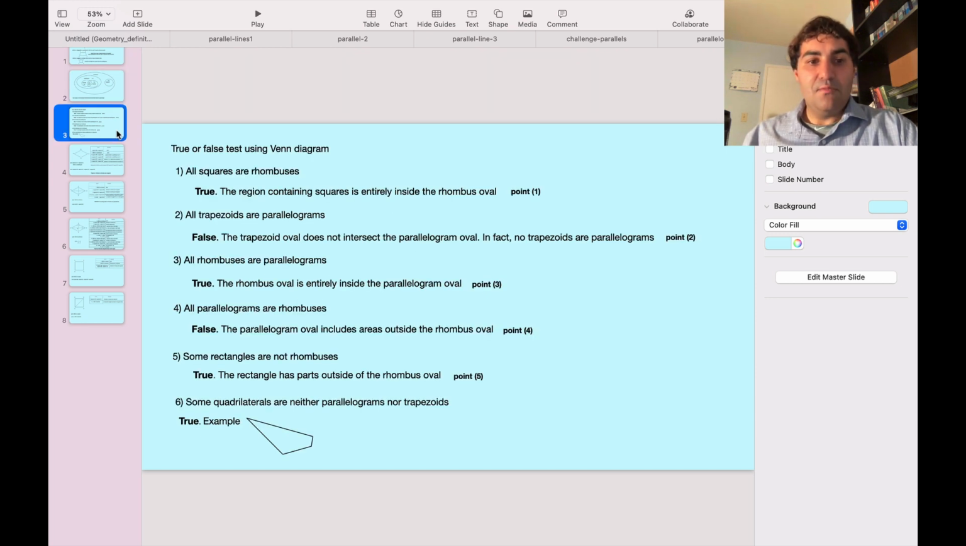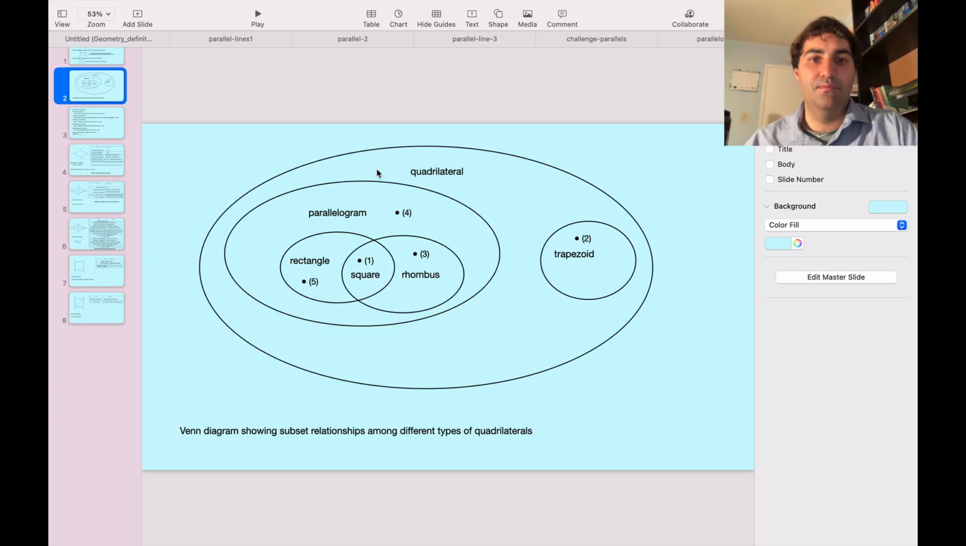The last one, some quadrilaterals are neither parallelograms nor trapezoids, and the answer to that statement is true. Here's an example of a quadrilateral that's neither a parallelogram nor a trapezoid. If I picked some region here, it would not be inside the parallelogram oval, and it would not be inside the trapezoid oval. That's why there are some quadrilaterals that are not parallelograms and not trapezoids.